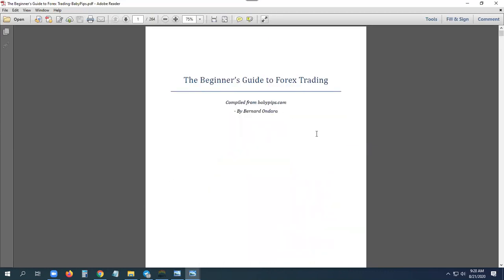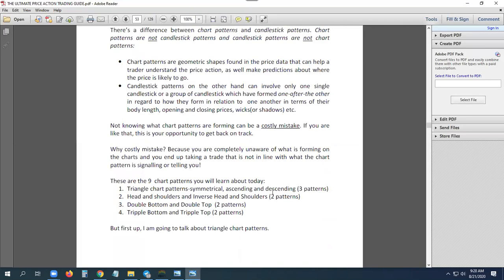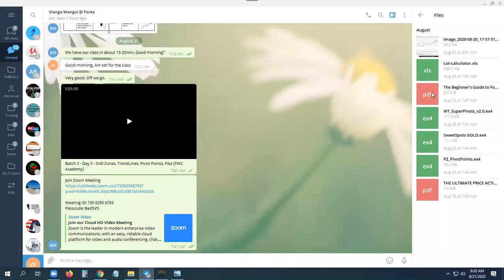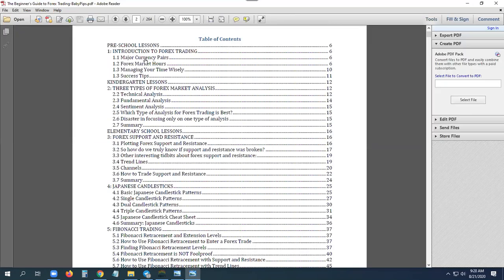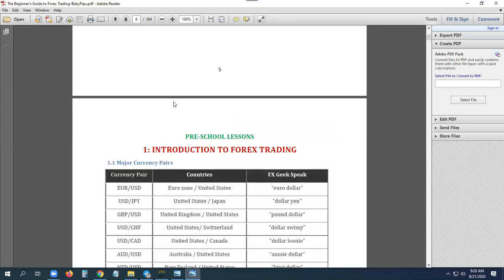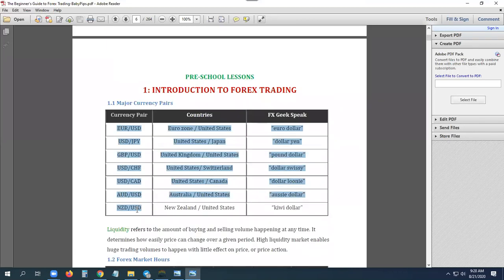As you can see, compiled from babypips.com. It's not my own work. I compiled it, so I respect the source and give credit because it's not my work. But it's nice material that you can use as reference, because from here you can learn some concepts that you probably may not be able to get. Here we talk about currency pairs, for example. These are the major pairs we trade, and their names.